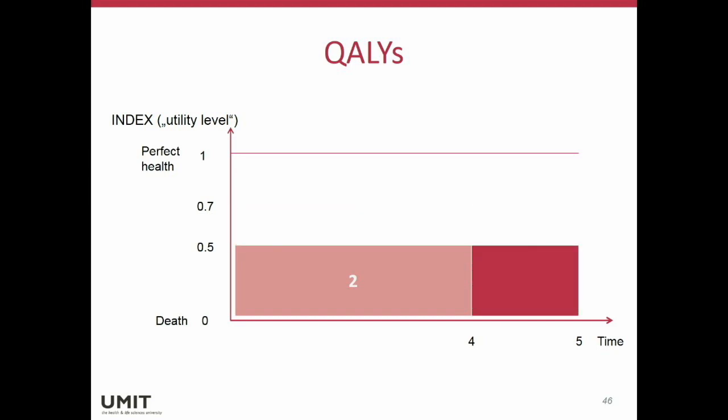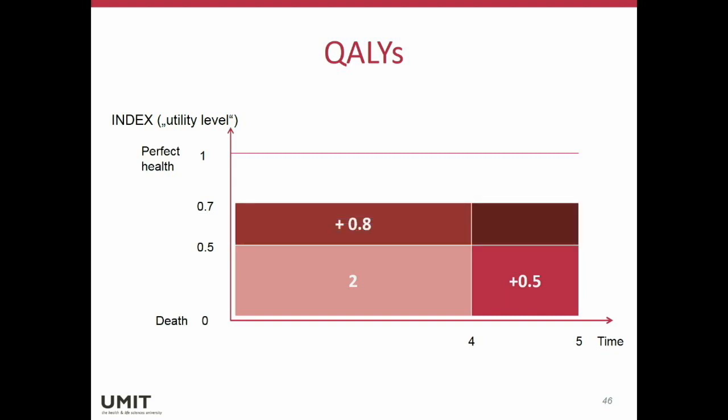You can also get more QALYs by extending the life and not changing the quality of life. In this example, add just 1 year of 0.5 gives you additional 5 QALYs, and you can do both. And then you get the extra upper corner where you have a longer and better life, and then you have a new definition. So now we have 5 years times 0.7 overall. So that's how we see QALYs.